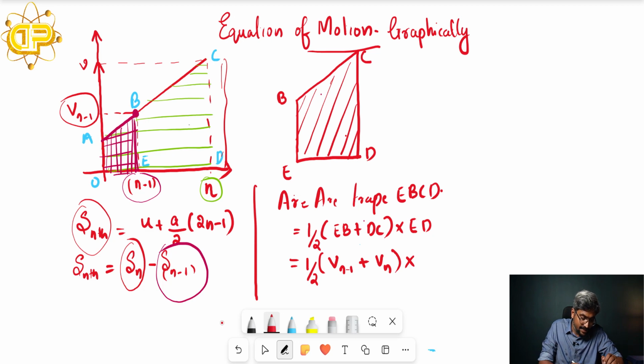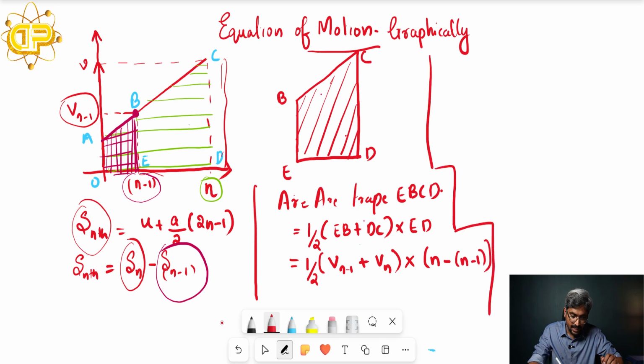what is ED? Okay, you can see this is the remaining portion. ED will be equal to n minus 1. So this will be the case. That is, area of trapezium is nothing but Sn, and that is equal to half into. So the first equation goes like this.